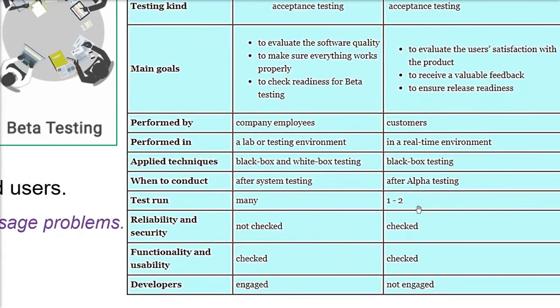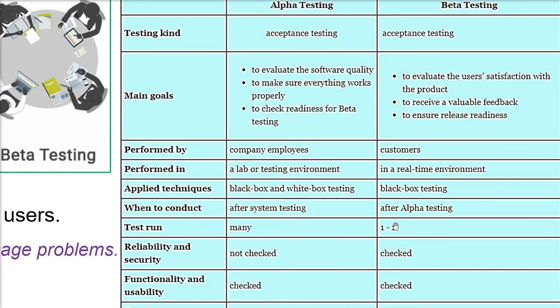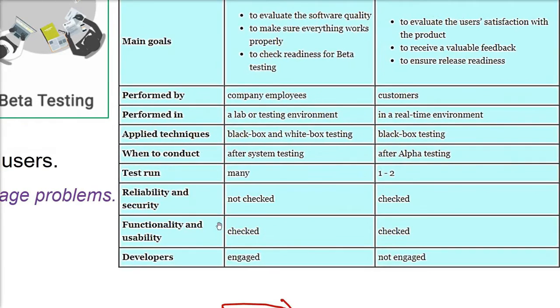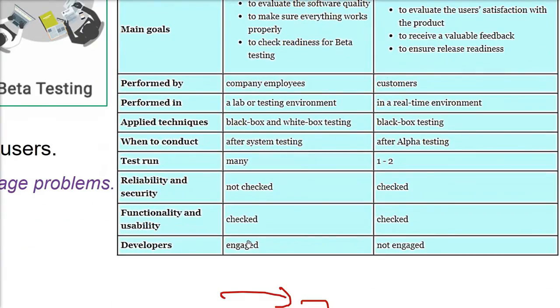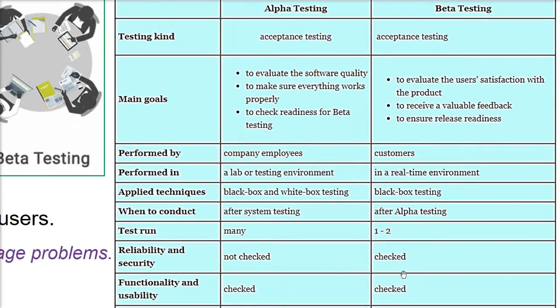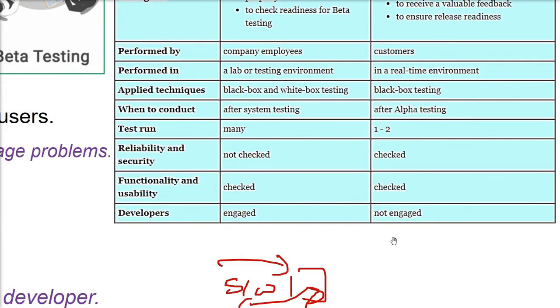Test runs can be many in alpha testing. It can be one or two, and multiple in beta testing. There can be reliability and security, functionality and usability. It depends on the software also. But the developers are always engaged in alpha testing because the user is testing with the developer. In beta testing, there will be no developer, only the end user or the customers, because the customer is checking in beta testing.